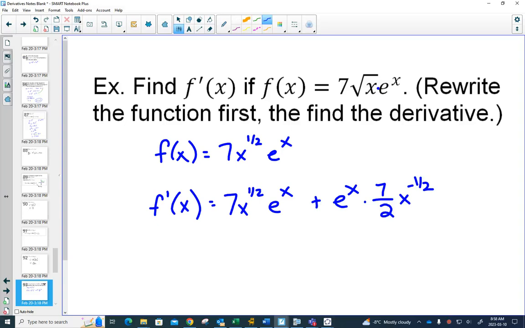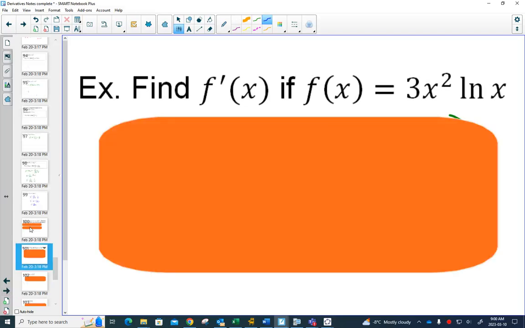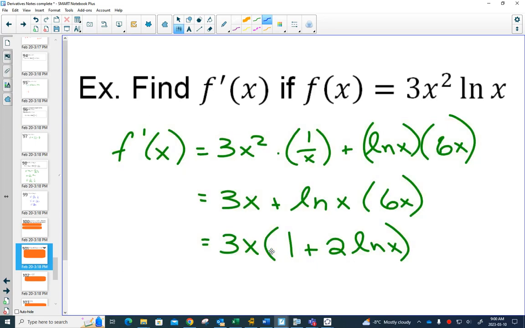So I'd like you to try the next couple on your own. I'll put up the answers in a bit. Now you wouldn't have to simplify it. I did a little bit of simplifying here. But if you have that first line, perfect. If you wanted to simplify it and factor something out, you could, but not necessary.